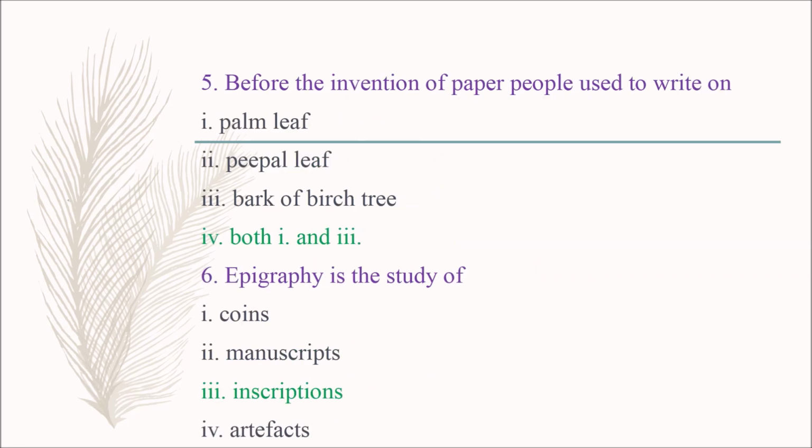Question number 5. Before the invention of paper, people used to write on option 1, palm leaf. Option 2, pipal leaf. Option 3, bark of birch tree.